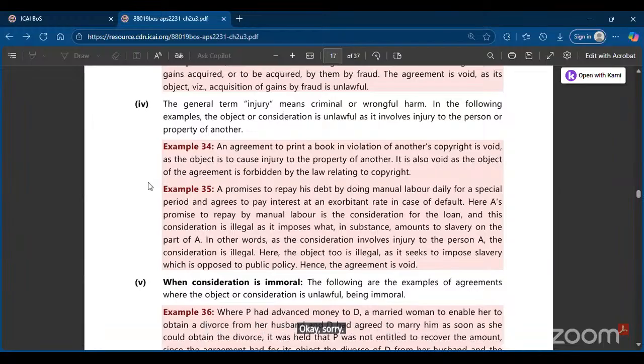So that is what is called as immoral consideration. Okay. Now we're going to go to the next topic, but before that, we'll take a break for 4, 5 minutes and then we'll come back. That is agreement opposed to public policy.